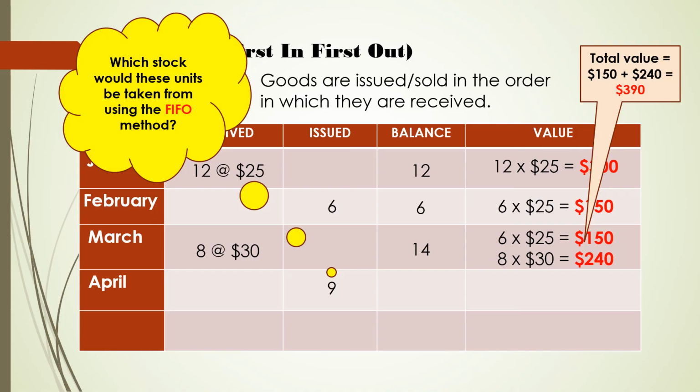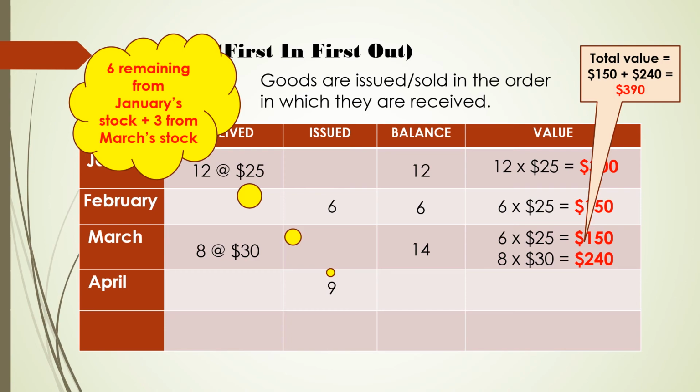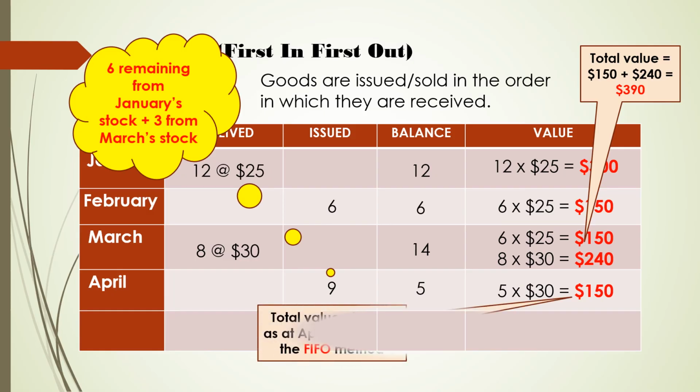These 9 units of stock would therefore come from our 6 units, which remain from January stock, plus our 3 units from March stock. This would leave us with a total of 5 units of stock. 14 subtract 9, which are issued, is equal to 5. Our value of stock would be 5 reams of paper at $30, which will be equal to $150. Therefore, our total value of stock as at April, using the first in, first out method, is $150.